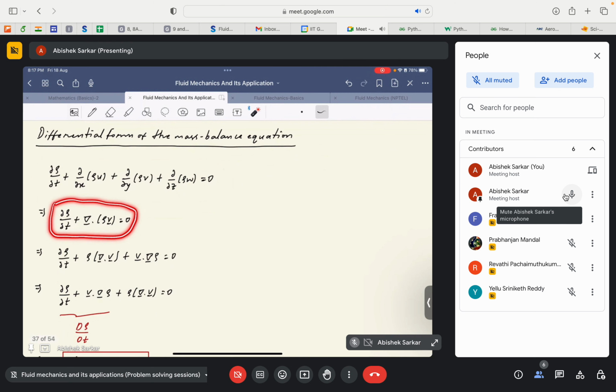Essentially this is in a vector form, valid for all coordinate systems. Again, this is a very important point. Valid for all coordinate systems.